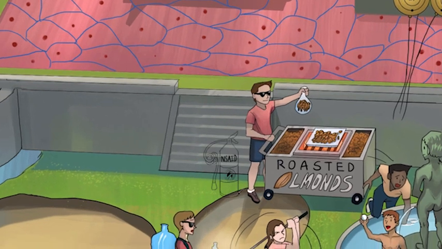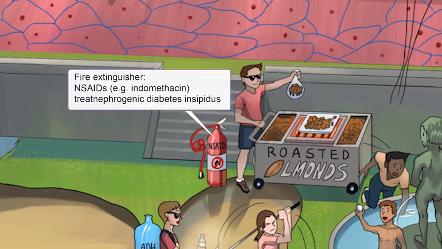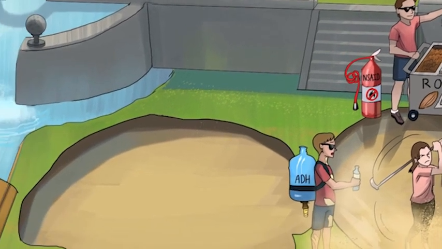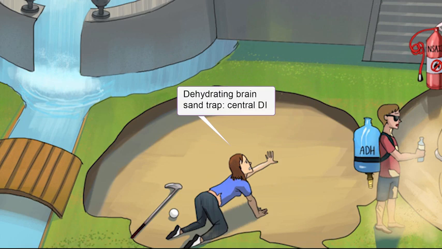The last treatment for nephrogenic diabetes insipidus we will encounter on this course is NSAIDs, such as indomethacin, represented by our recurring anti-inflammatory fire extinguisher, close at hand in case the roasted almond cart gets a little too roasty. NSAIDs decrease the production of prostaglandins that antagonize the effects of ADH. Alright, focus now on the second sand trap. It's shaped like a brain because it's going to represent central diabetes insipidus.